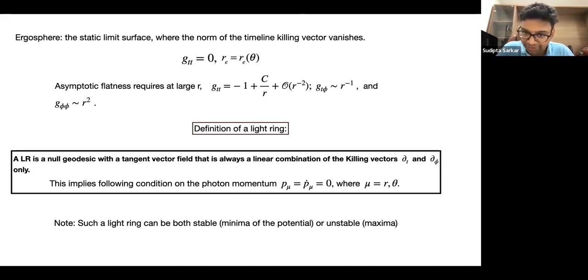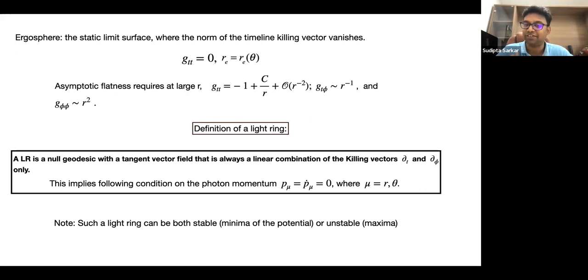Once I define the light ring in this way, it immediately means that the tangent vector to this curve is only along the direction of ∂_t and also along the direction of ∂_phi only. That means, in terms of photon momentum, the r and theta components of the momentum and the derivatives are 0. That means it's a light ring.